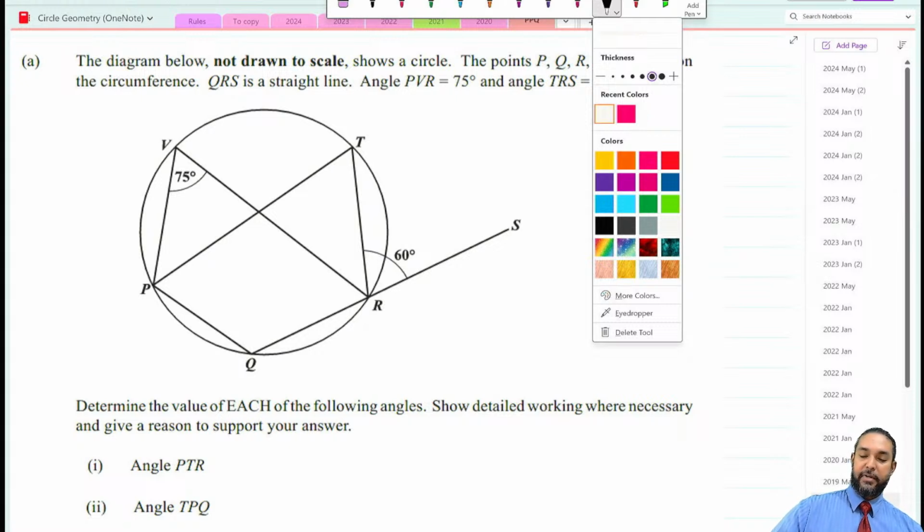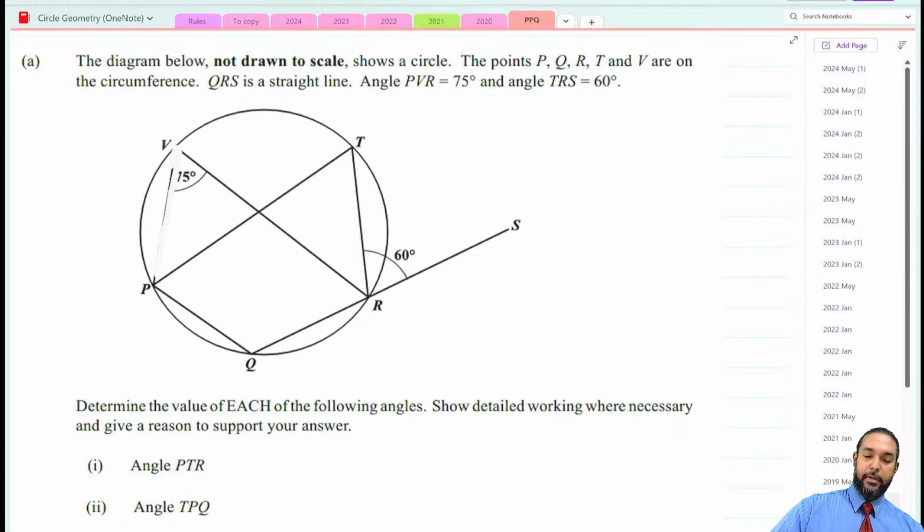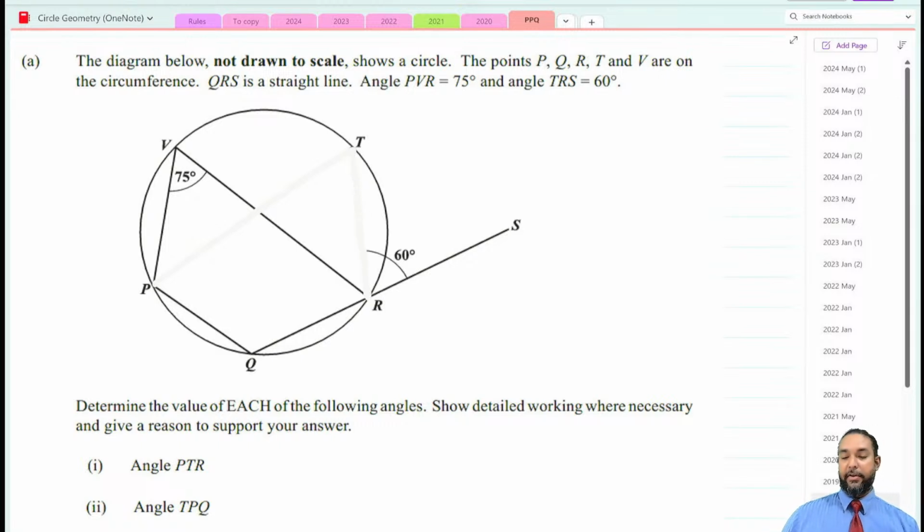If just for a second you ignored this line and this line, are you seeing a cyclic quadrilateral? Yes, it's a trapezium. Okay, cool, so we have one of them. And by the same token, if you were to ignore this line and this line, could you see the other cyclic quadrilateral? All right, cool.